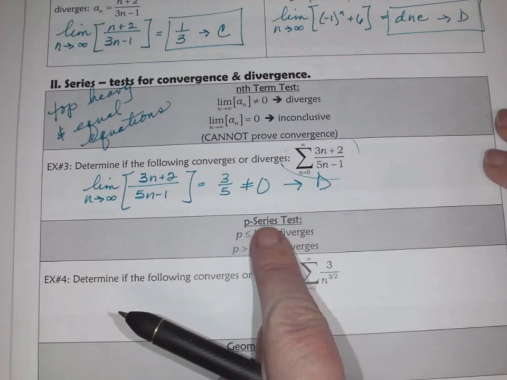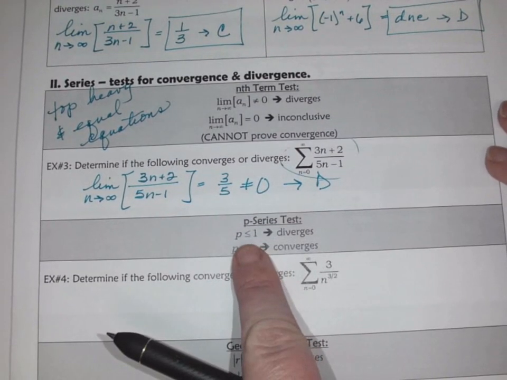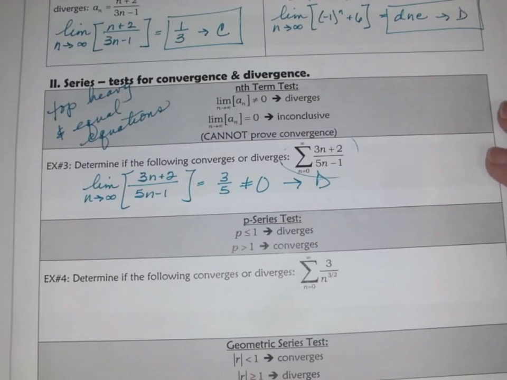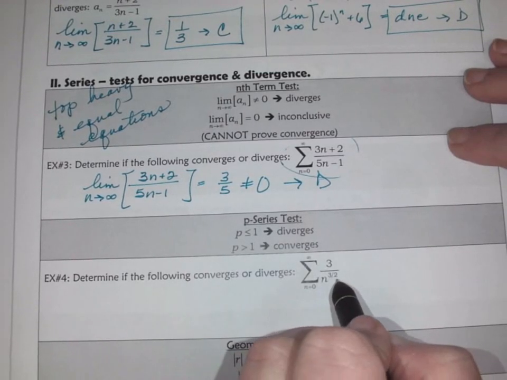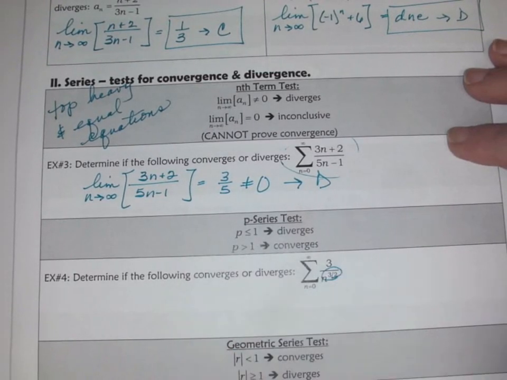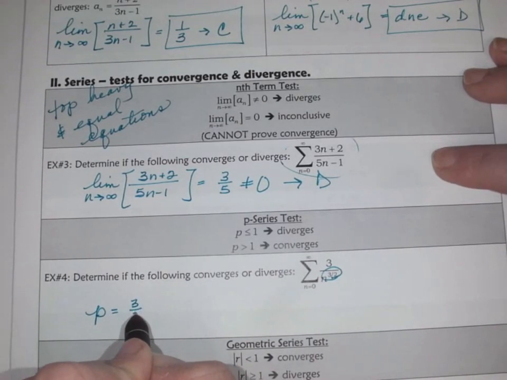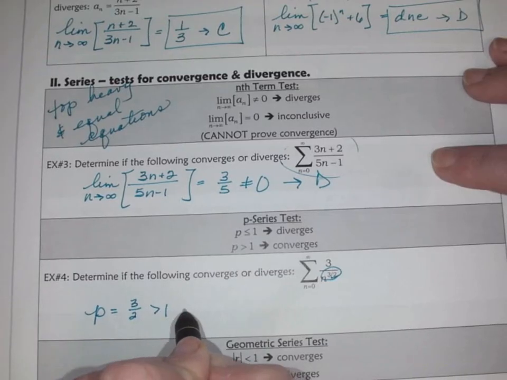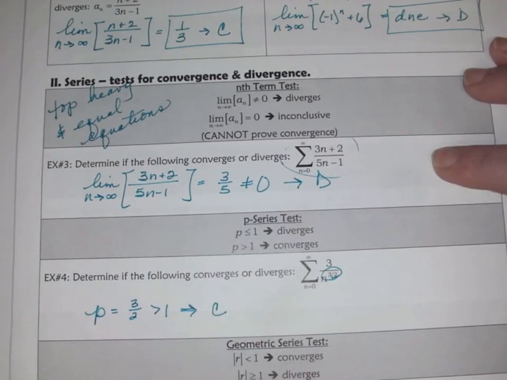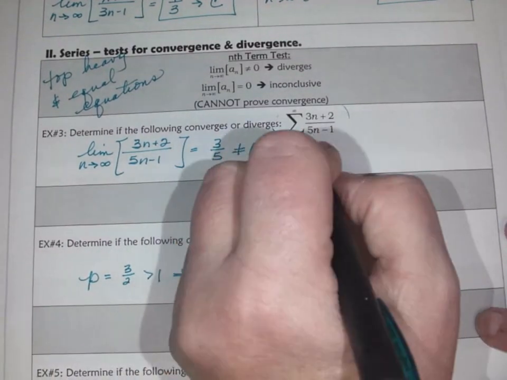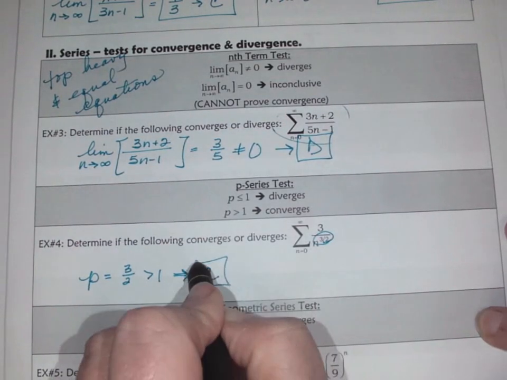All right, if it's a p-series, remember if p is less than or equal to 1, it diverges. If p is greater than 1, it converges. So p, remember, is that power or that exponent. So for this guy, p is equal to 3/2, which is greater than 1, so therefore it converges. Yes, this one diverges, this one converges.